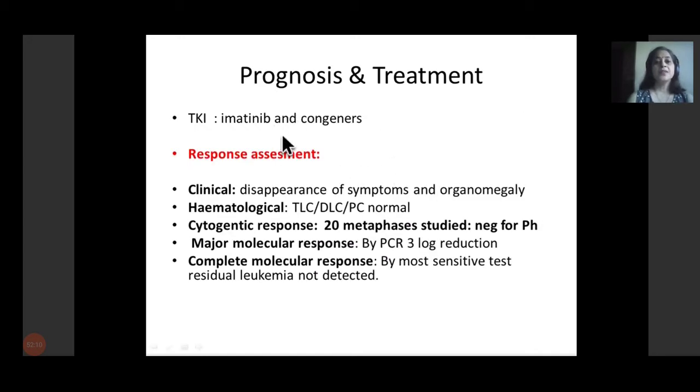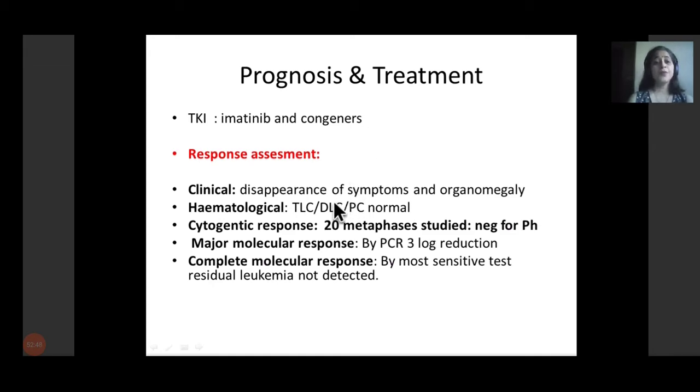Now the prognosis and treatment. As I said, treatment is basically tyrosine kinase inhibitors, which are imatinib and its congeners. We have class 1, class 2, class 3. Class 1 is imatinib. We always start with it. If the patient does not respond well, we increase the dose. And if there is a complete failure, we go on to the next stage of the TKIs. If that also is not giving a good response, we add on another one. And in the last stage, we use the class 3 TKIs.